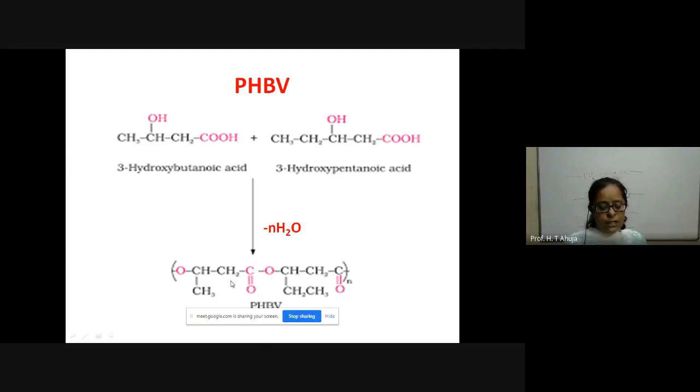Now, if you see nicely here, this is an ester. This linkage is an ester, and this is a polyester. This is also biodegradable. These are called aliphatic polyesters.